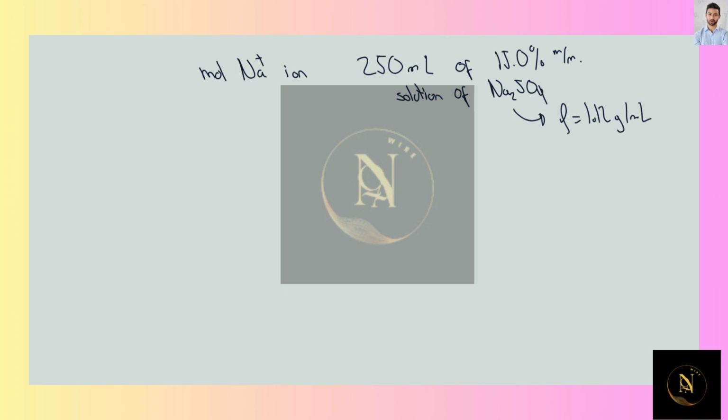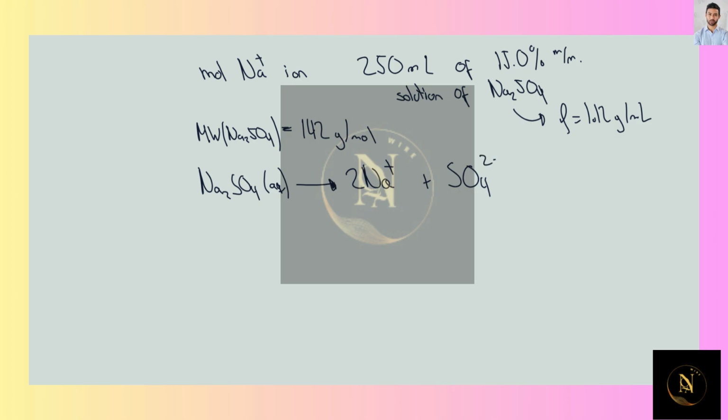So, some additional information that we're going to employ is going to be the molecular weight of sodium sulfate, which is going to be equal to 142 grams per mole, rounding up to three significant figures. In addition to that, we know that sodium sulfate, when it goes into solution, is going to dissociate completely since it is going to be a salt, and we're going to produce 2 moles of sodium plus and 1 mole of the sulfate ion.